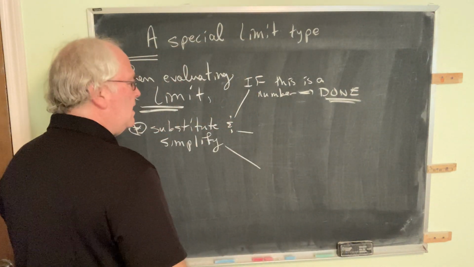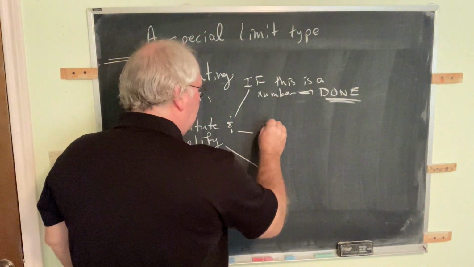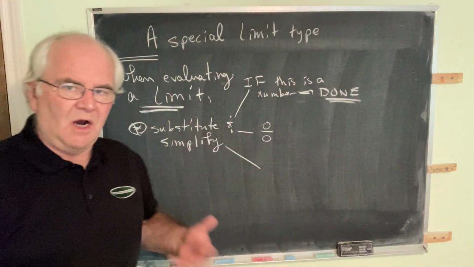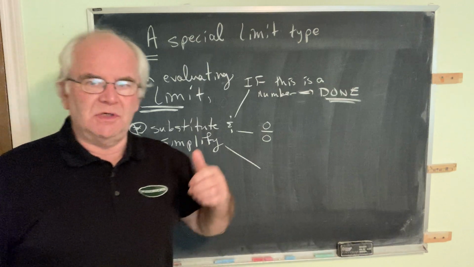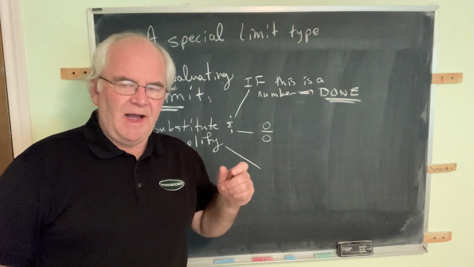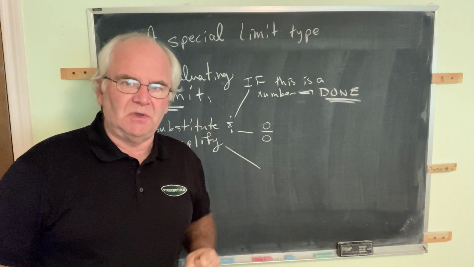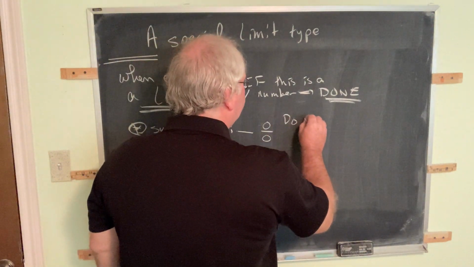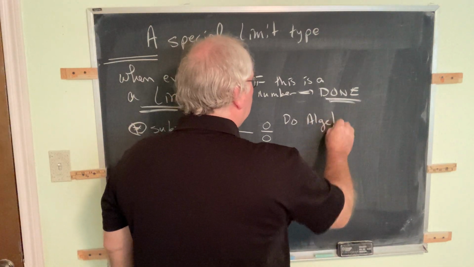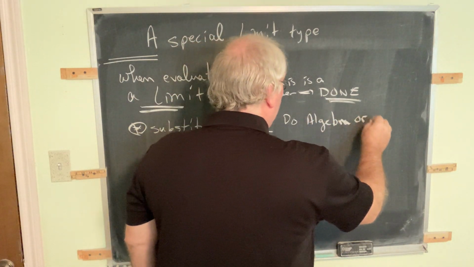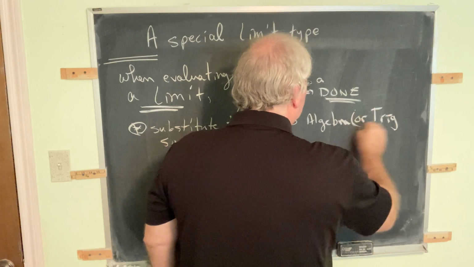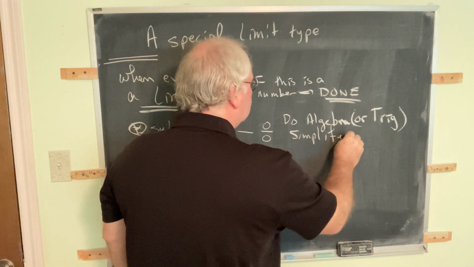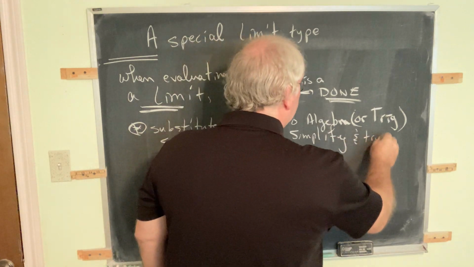Another possibility is direct substitution gives 0 divided by 0. And we've talked about what to do here. Do some algebra, do some trigonometry, try to obtain the special limit properties we have. So roughly speaking, this is do algebra or trig, simplify, try again.